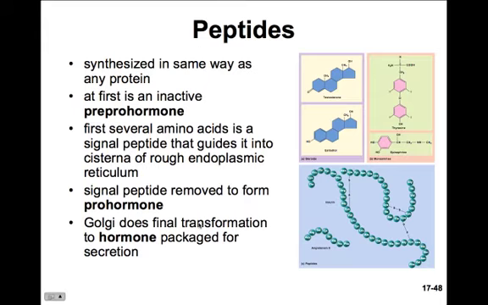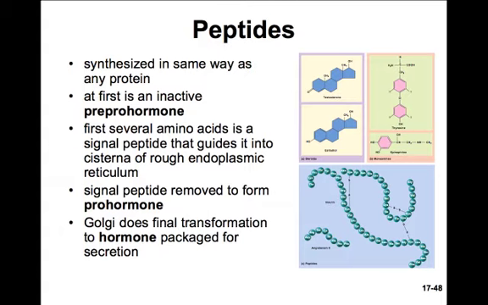The peptides are synthesized the same way as any other protein, through transcription and translation. The first form is an inactive pre-pro hormone. The first several amino acids is usually a signal peptide that guides it into the cisterna of the rough endoplasmic reticulum. Remember, proteins that are made for export from the cell will be made by ribosomes on the rough ER, and they'll be incorporated into the ER, which will then ship out the modified proteins to the Golgi apparatus, which then ships outside of the cell.